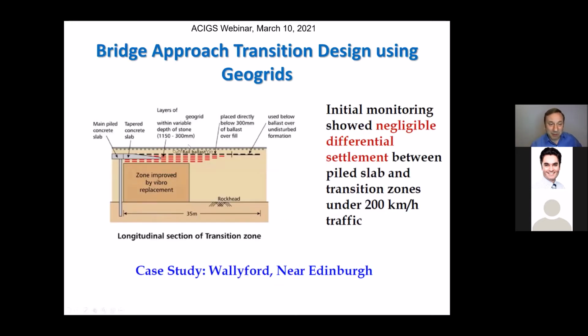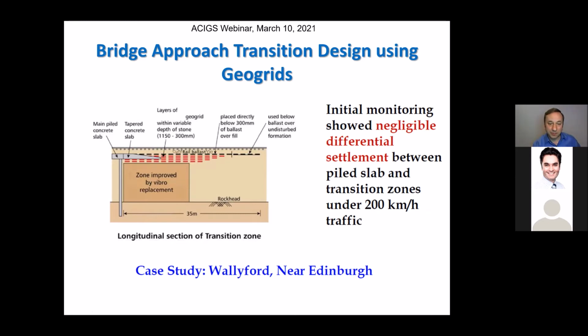Now, the same person, Phil Sharp, in the UK, was also instrumental in getting multiple layers of geogrid used in a bridge approach application. And this was a tapered concrete slab, further strengthened with multiple layers of geogrid that actually killed a lot of that bump at the end of the bridge, the differential settlement problem. This was a very well studied and instrumented section that showed good performance, a typical case history.